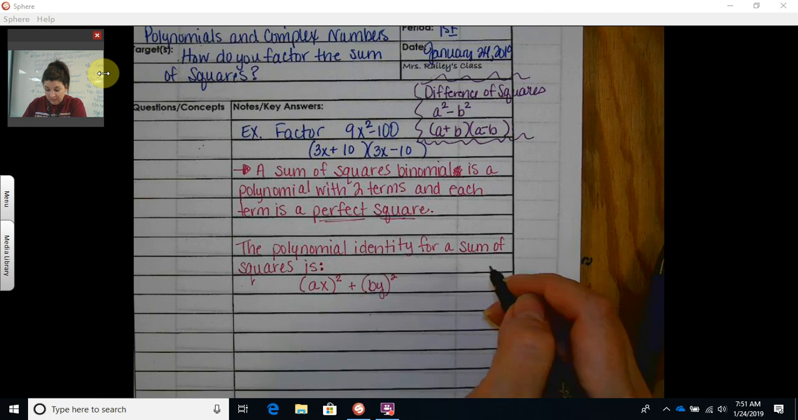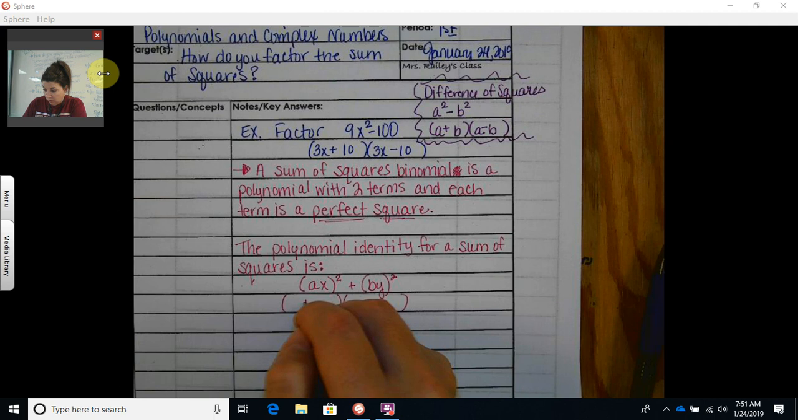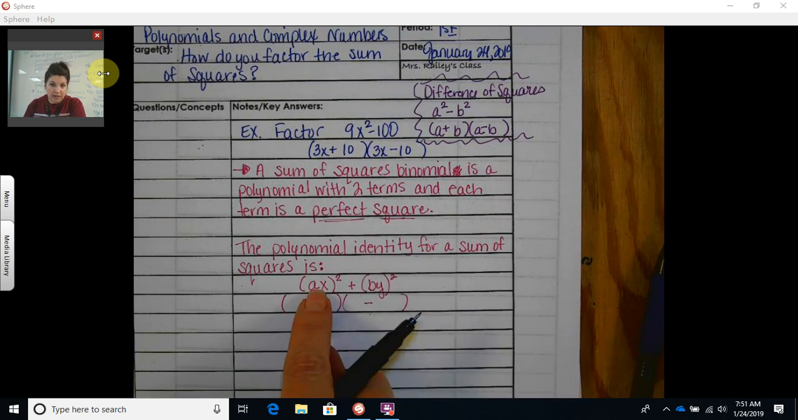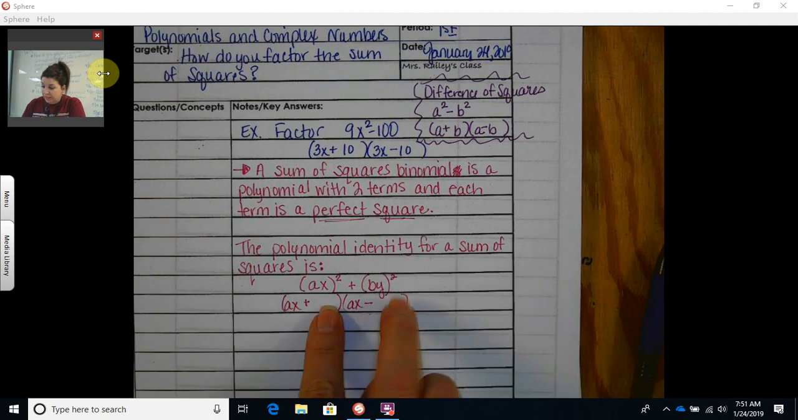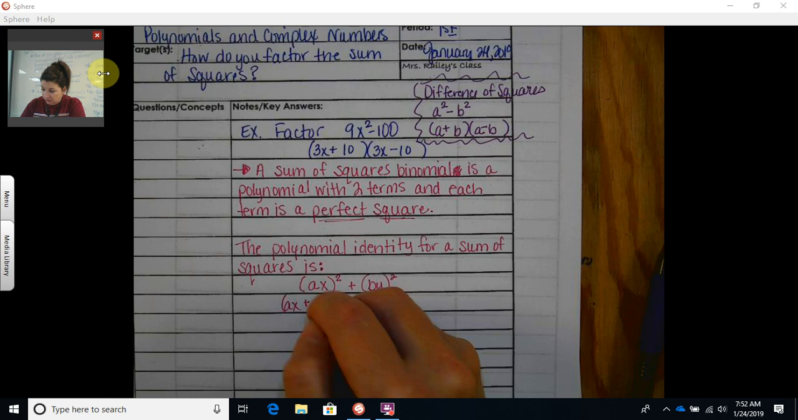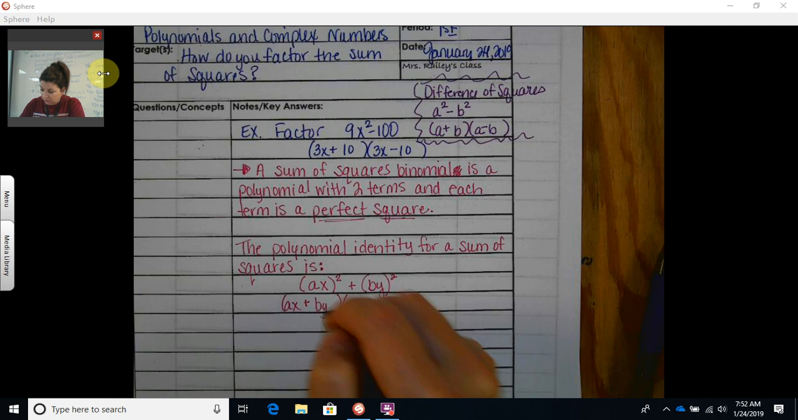The identity says you make two sets of parentheses, just like with difference of squares. One gets a plus, one gets a minus, just like difference of squares. The first term is the square root of the first term. What is (ax) quantity squared? What's the square root of that? Just ax, right? That's the first term in each set of parentheses. The second term in each set is the square root of the second term. What's the square root of (by) quantity squared? Just by. So you're like, well, what's different? Well, the difference is it needs an i. So I shouldn't have read that so fast. That's biy.